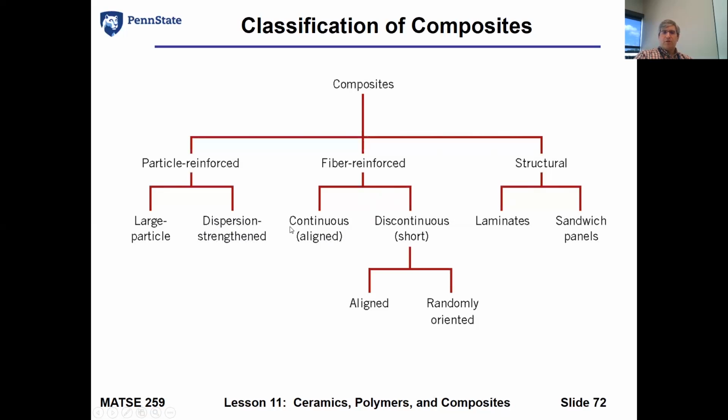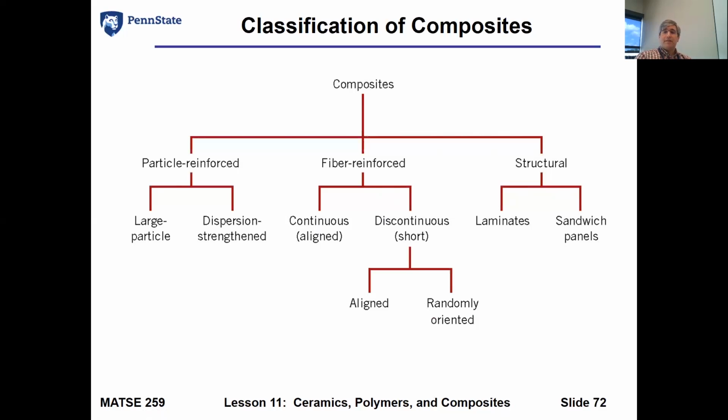In the fiber reinforcement, you can have continuous or discontinuous fiber, so that depends on the fiber length. And in the discontinuous, they can be aligned or randomly oriented, which gives you different properties. You can have very good properties in one orientation with a continuous aligned fiber, or with a discontinuous randomly oriented fiber, you can have somewhat lower properties in all directions, but more equivalent.